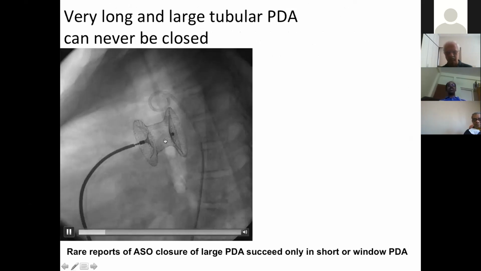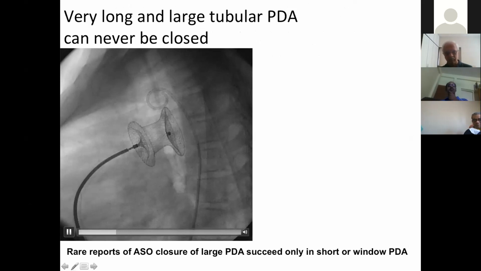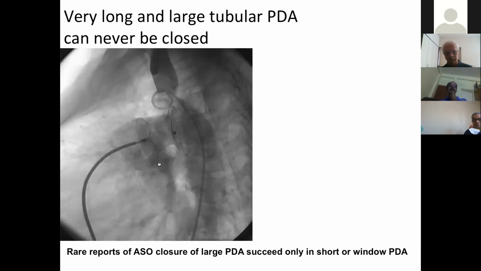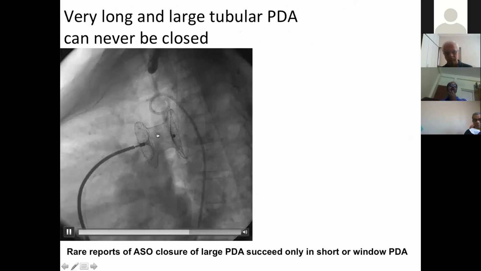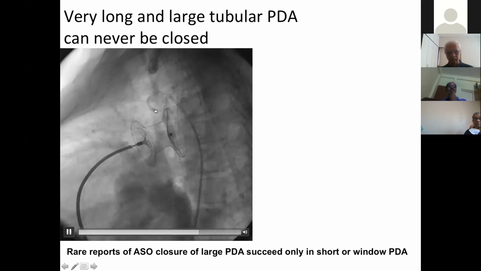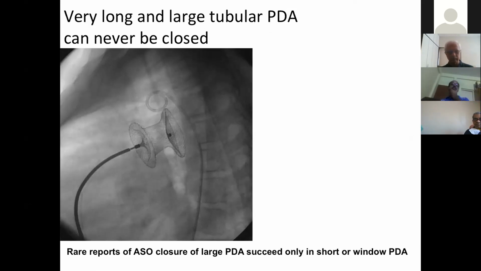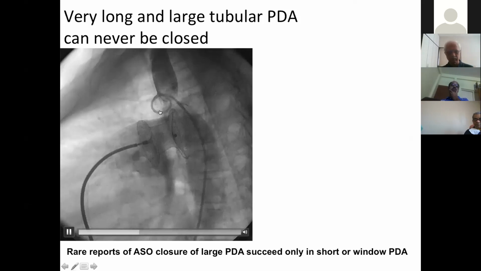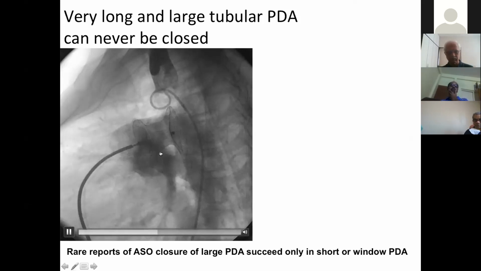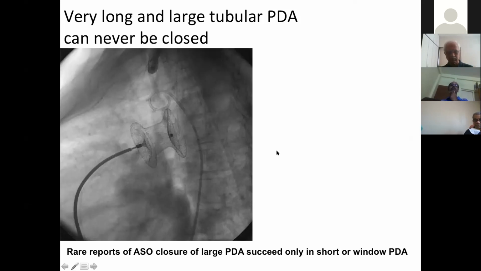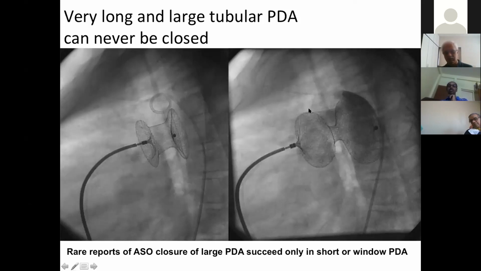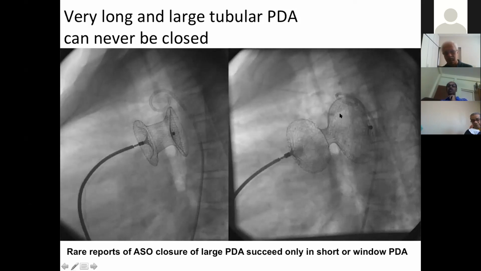We put in a 24 millimeter post-MI ventricular septal defect device, and still you understand how large this PDA is. The angiographic measurements prior were absolutely different, whereas with the 24 millimeter post-MI VSD device, it was completely different. In such tubular PDAs, even septal occluders do not work. Large septal occluders work only when it is a large window-like PDA. If it is a tubular PDA, it doesn't work at all.